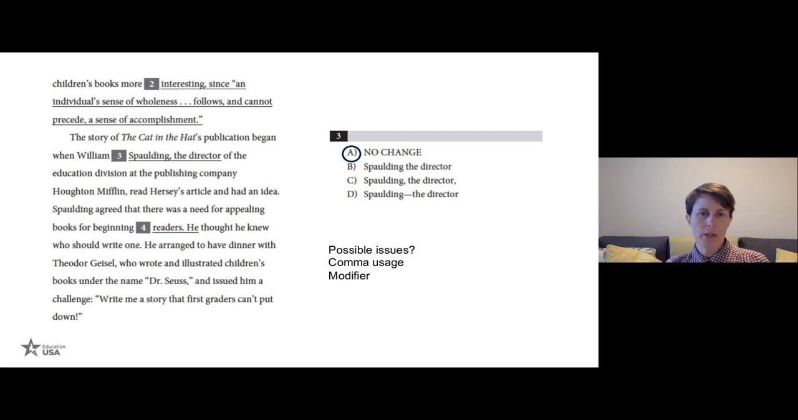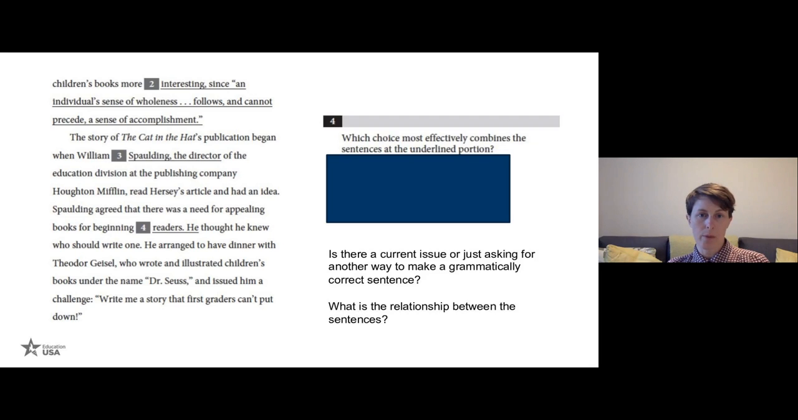All right. And so as we continue reading, William Spalding read Hershey's article and had an idea. Spalding agreed that there was a need for appealing books for beginning readers. He thought he knew who should write one. Okay, well, as I read that, those sound like two normal full sentences with all the things that are needed to make sentences. And the thing that's underlined here is a period. So maybe we're dealing with some sort of punctuation.